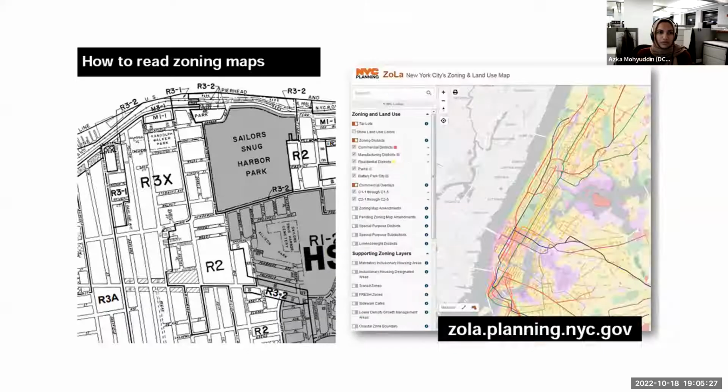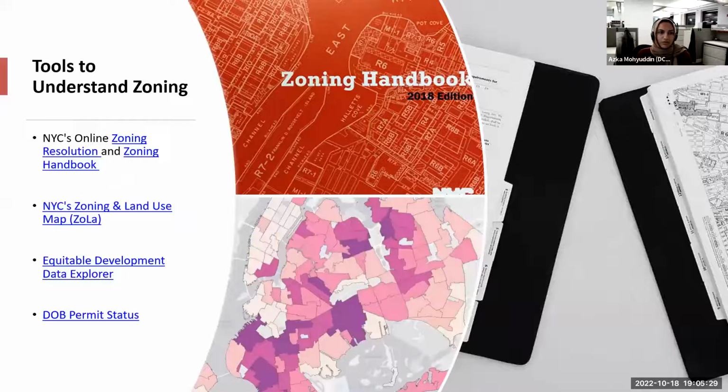So those are all of the tools. The other one I didn't mention is the Equitable Development Data Explorer. That's also a new tool that DCP has launched. I will send this presentation to the committee board, and the links are all on this site, on the slide.